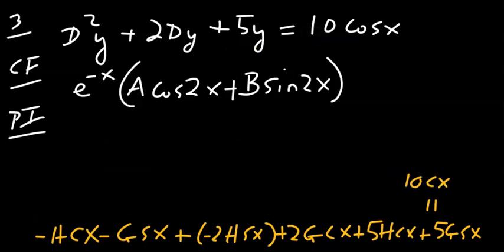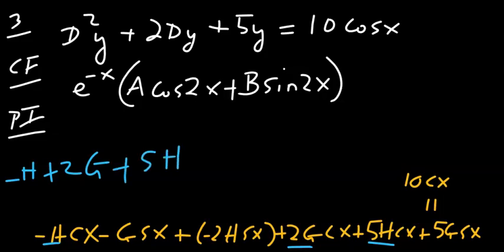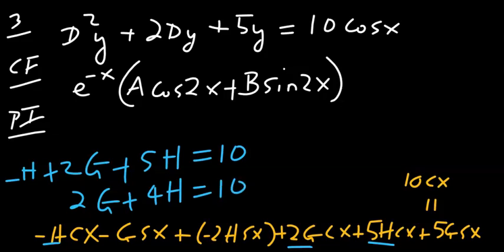The coefficients of cosine x are minus h followed by 2g and 5h, and that must be 10. So the first equation is 2g plus 4h equals 10, or 2h plus g equals 5.